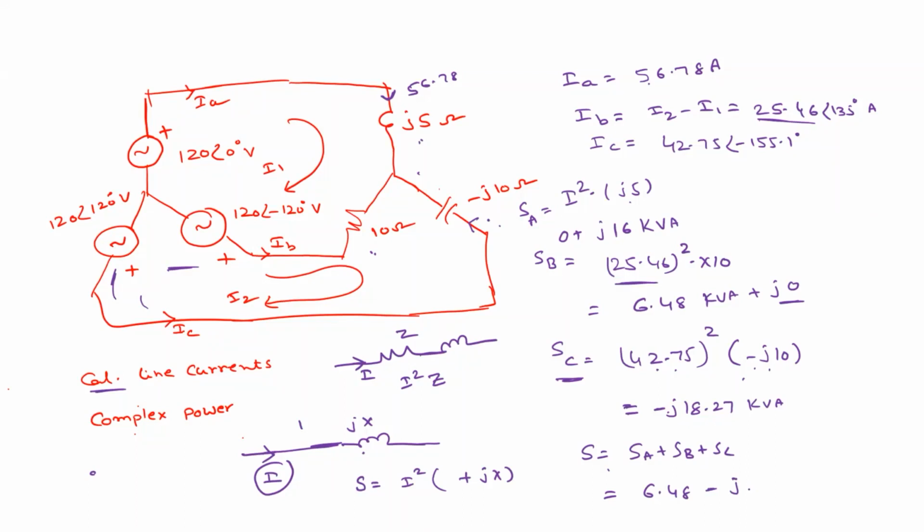Minus J 2.27, only, right? Yes, it's simple. So this entire thing is in kVA form. Agree? Because this is complex power, this part is in kilowatt and this part is in kVAR. Agree? So if the question is, what is the real power? That is 6.48. What is the reactive power? That is minus 2.27.